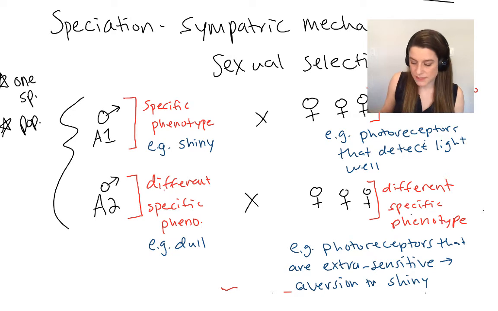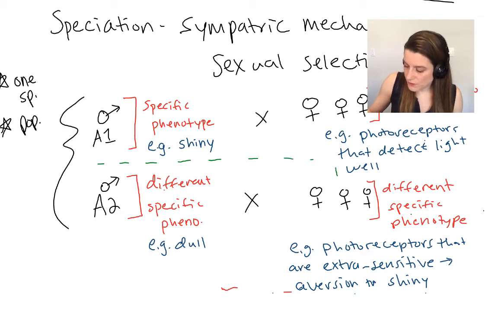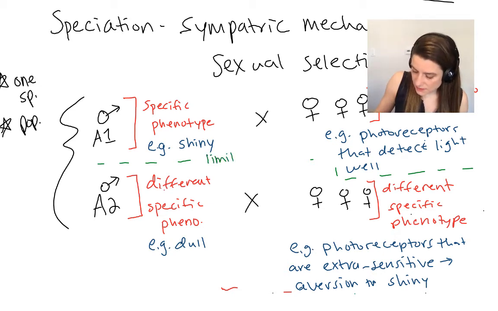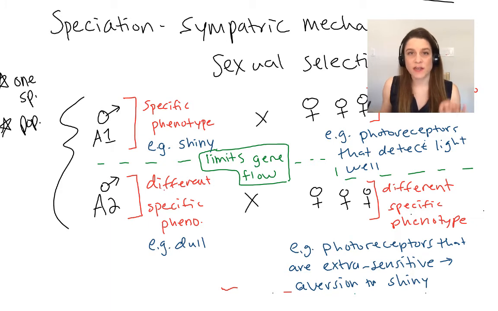So remember, this is all together. And what this does is it doesn't create a physical barrier, but it creates a reproductive barrier. And what that does is it limits gene flow. Remember, limiting gene flow is necessary for speciation, because if they just keep mating together, all of them, then their alleles are just going to keep mixing. And so this creates a reproductive barrier, the sexual selection, and that could lead to speciation in the same area, sympatric.